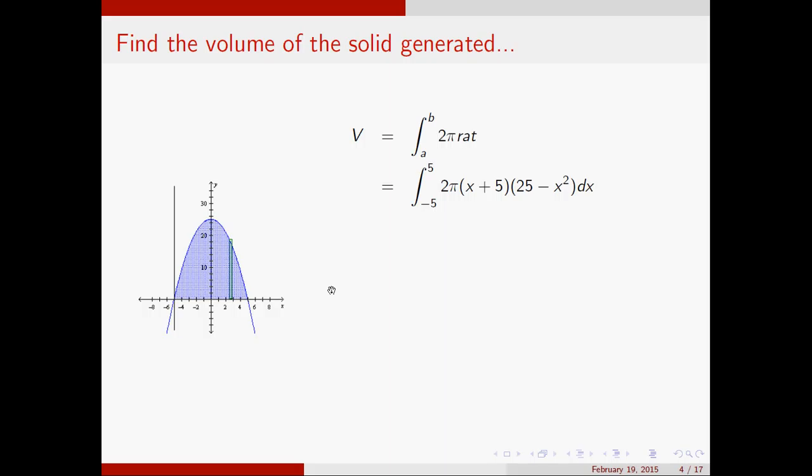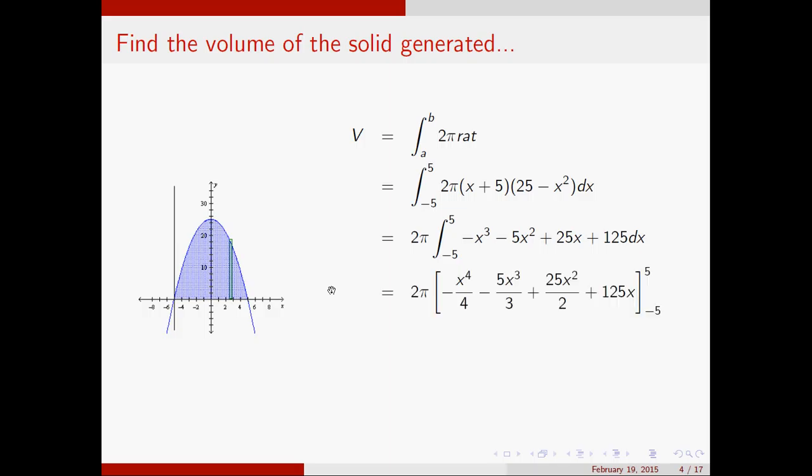Now we just have some cleaning up to do. It's really a pretty straightforward integral. Pull the 2 pi out and expand using FOIL or asking your calculator to expand that polynomial for you. You see we've got minus x cubed minus 5x squared plus 25x plus 125. Again, the antiderivative is just straightforward polynomial rules. Each of those exponents is getting increased by 1. We're dividing by the new exponent. So we've got minus x to the 4th over 4 minus 5x cubed over 3 plus 25x squared over 2 plus 125x.